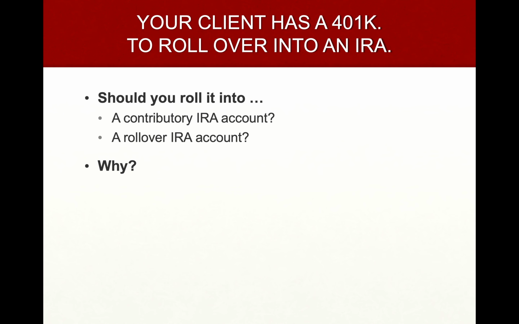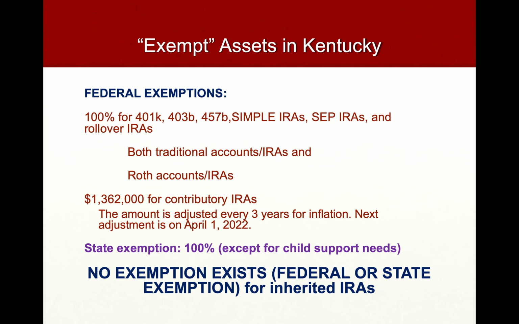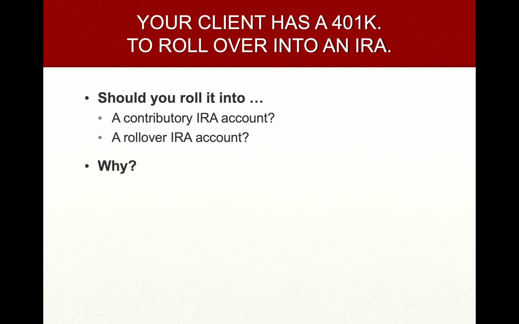Your client has a 401k, wants to roll it over into an IRA. Should you roll it into a contributory IRA account or a rollover IRA account, and why? And the answer is a rollover IRA. You want to keep your contributory IRA accounts and rollover IRA accounts separate. If you combine them in any way, then the exemption that follows is only 1,362,000. You lose the unlimited exemption for rollover IRAs. So it's very important to keep these two types of IRA accounts separate.